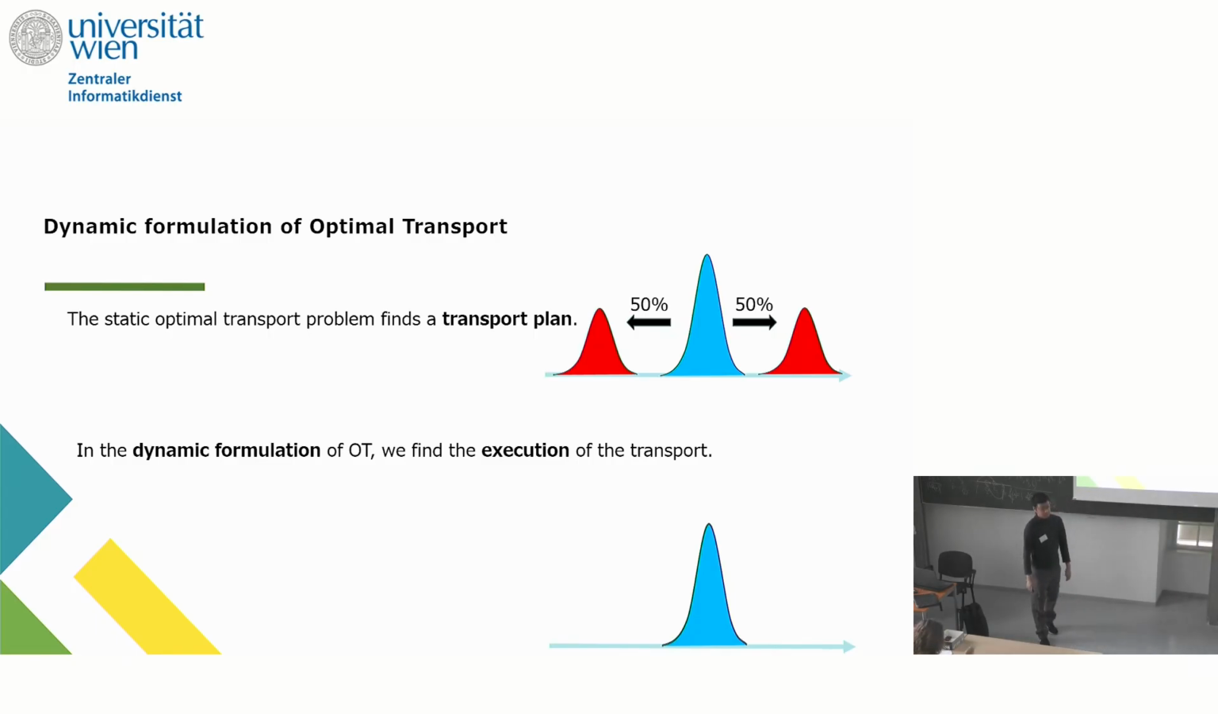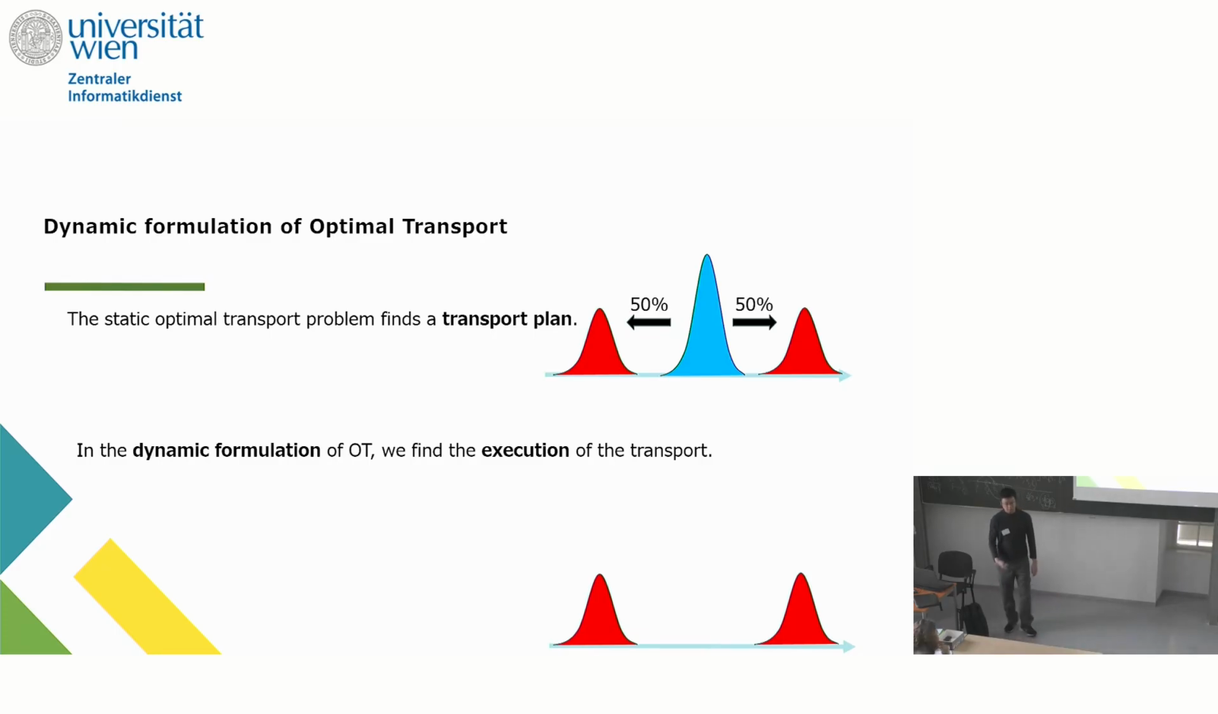And on the other hand, in the dynamic formulation of optimal transport, we will find the execution of the transport instead of the plan. So what I mean is that we will find a snapshot of the distribution at each time t of the transport. So the end result would look like something like this. You'll find the dynamic movement of the transport at each time t. This is what we will focus on in our talk. So we are interested in the snapshot of the distribution at each time t during the transport.